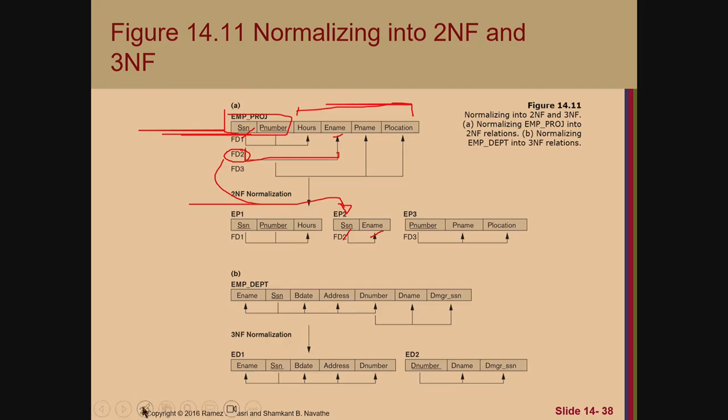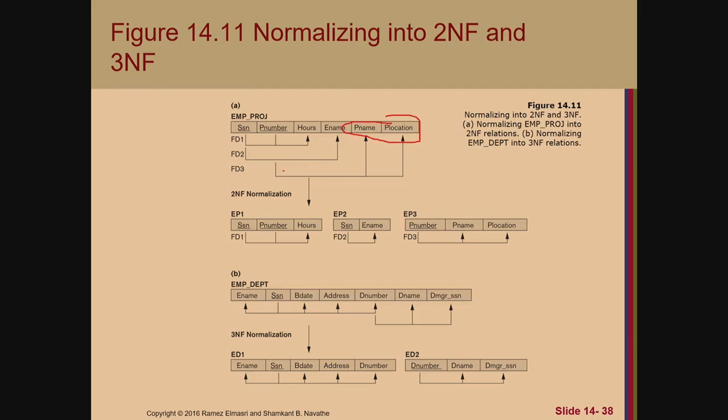And also the other one here, project name and project location are determined by the P number only, right? As shown in functional dependency number 3. So this one does not satisfy the second normal form, so we separate it into a new table here: P number, P name, and P location. This one is a key, and the non-prime attributes depend on the whole key, just one attribute. That's fine. So this one already passed second normal form.